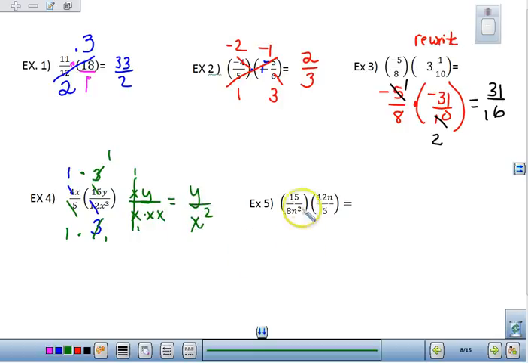I would like you to try number 5, example 5. 15 over 8n squared times 12n over 5. Again, we will take a look at this tomorrow in class so that we can see how you did with simplifying with your variables and the numbers.